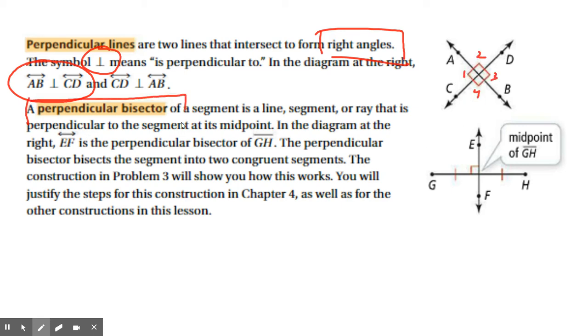Now, you can do one better by being a perpendicular bisector. So in this case, you have line EF being the perpendicular bisector of segment GH. So it splits GH into two congruent parts. Let's call that the midpoint M. And it also is perpendicular to the segment at M, so it creates right angles.